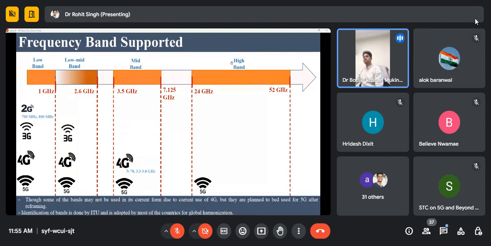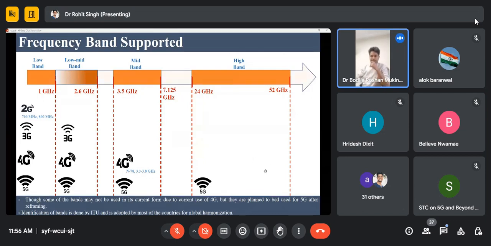Higher band, also referred to as millimeter wave band, varies from 24 gigahertz to 52 gigahertz, and that is available for 5G communication. Again, what is the need for higher band? Because 5G supports critical applications that require data rates in Gbps, not in Mbps. So we need to have a higher frequency band available, and bandwidth availability is also required. So this millimeter wave band is available for such 5G applications.